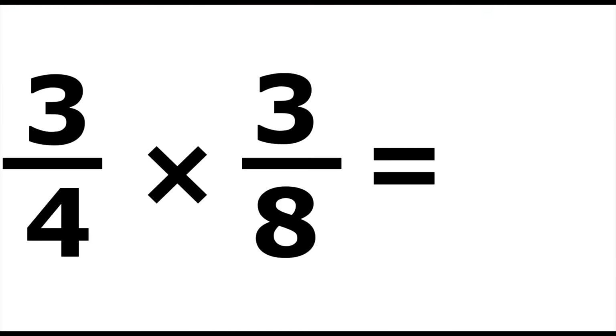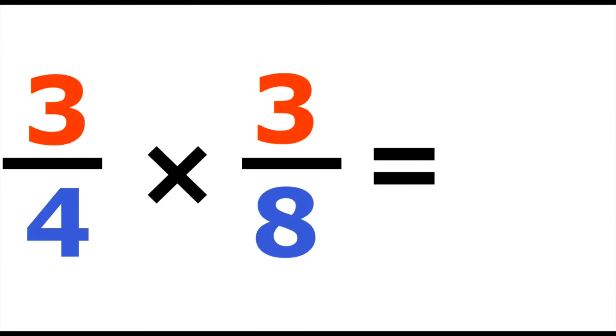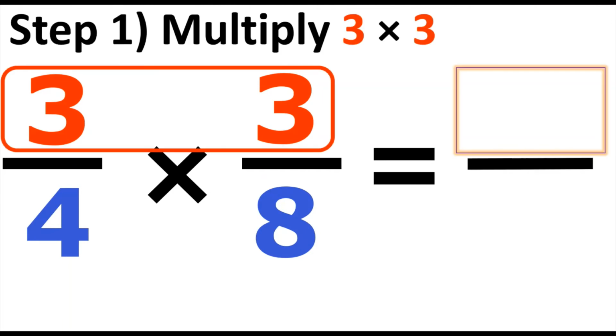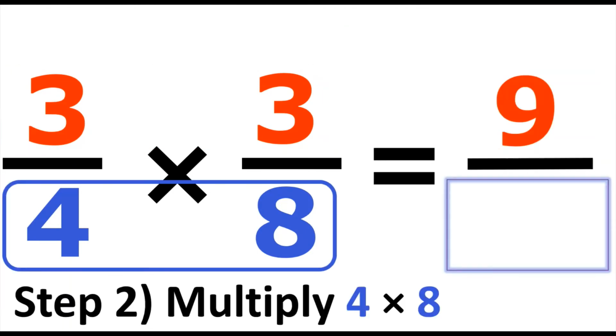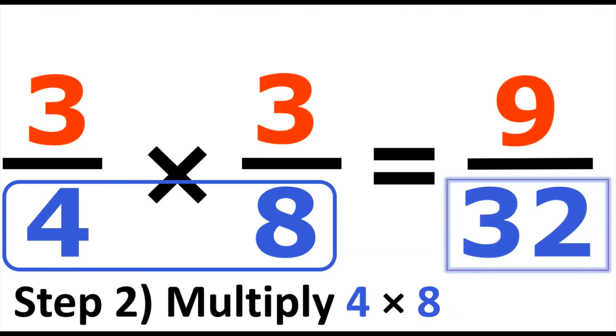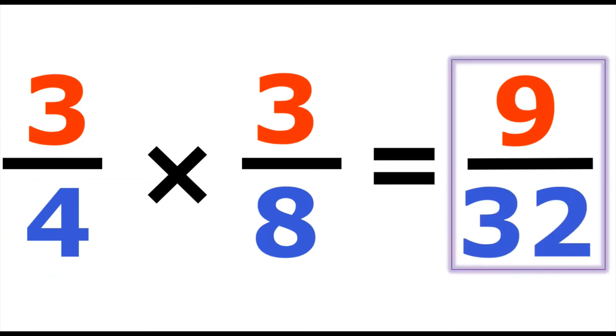Example number 10. 3 over 4 times 3 over 8. We look at the numerators. 3 times 3 is equal to 9. Looking at the denominators, we have 4 and an 8. We multiply straight across. 4 times 8 is equal to 32. So the answer is 9 over 32.